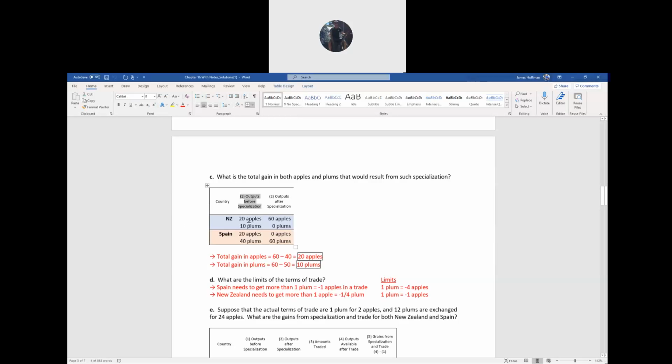Okay, so here these points are given. So see that outputs before specialization. All right, so this is given. This is the point that was given for New Zealand. They start with on their original production possibilities curve 20 and 10, and Spain starts with the point that was given, 20 and 40. Okay, and then all you got to do here for column 2.